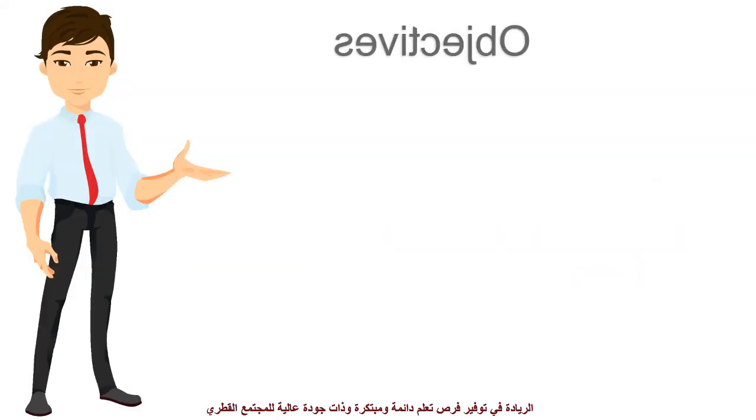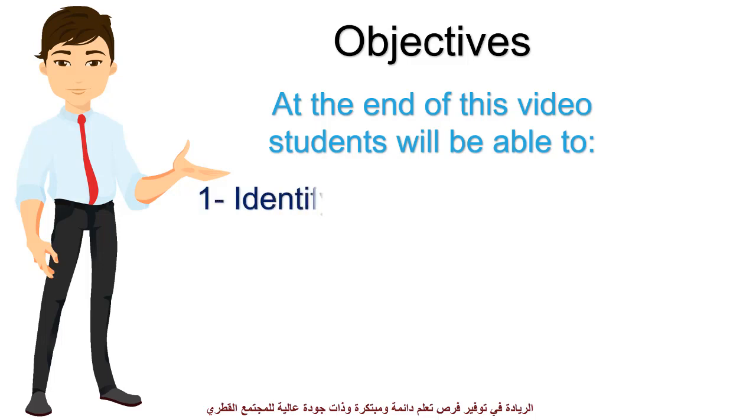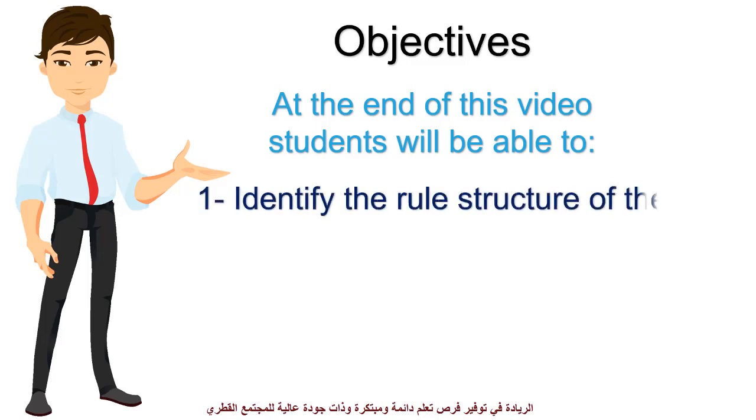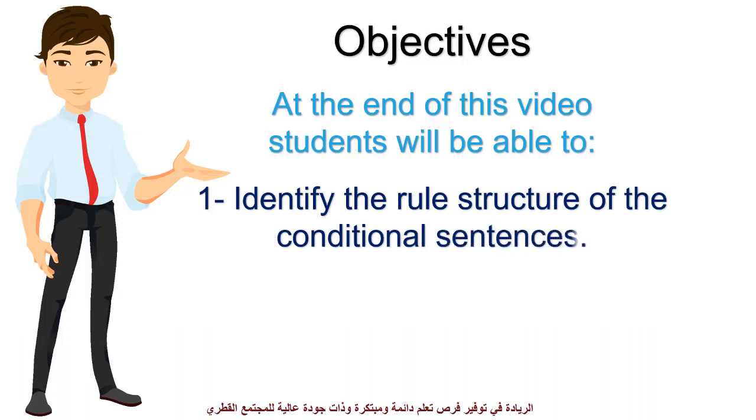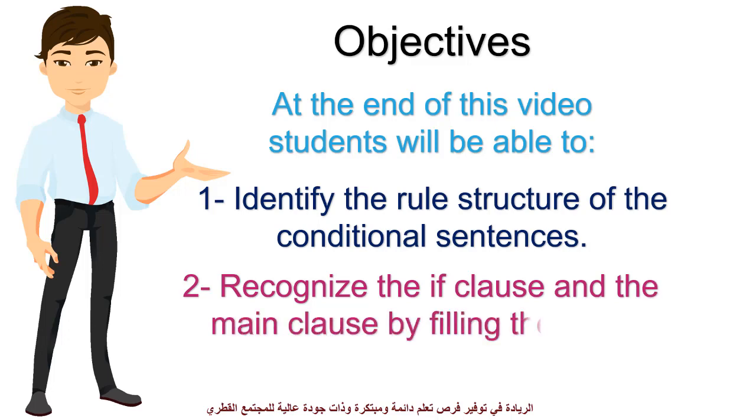Let's begin with the objectives of the lesson. At the end of this video, students will be able to: number 1, identify the rule structure of the conditional sentences type 1. Number 2, recognize the if clause and the main clause by filling the gaps activity.